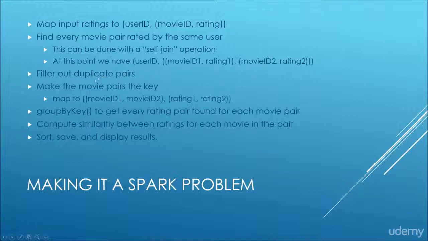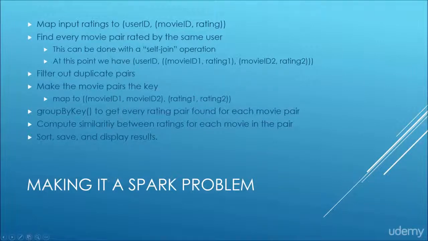Now, next, we're going to make the movie pairs the key, because what we really care about is the similarity strength between pairs of movies, okay? That's the end goal here. So we're going to shuffle this data around, and we're going to map this data so that it looks like movie ID 1, movie ID 2, this composite value ends up being the key, and the value ends up being the ratings of those two movies.